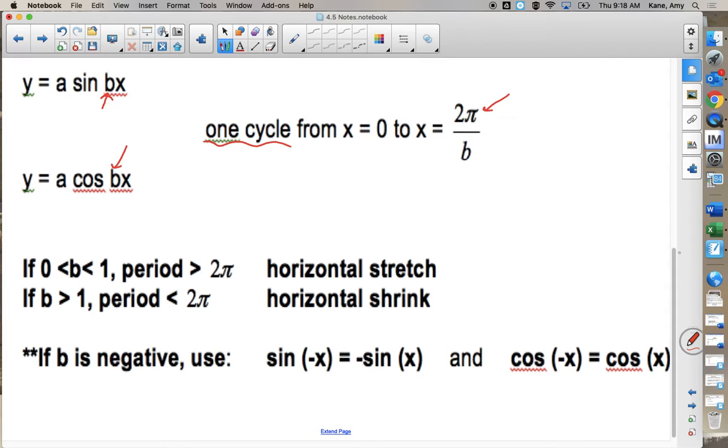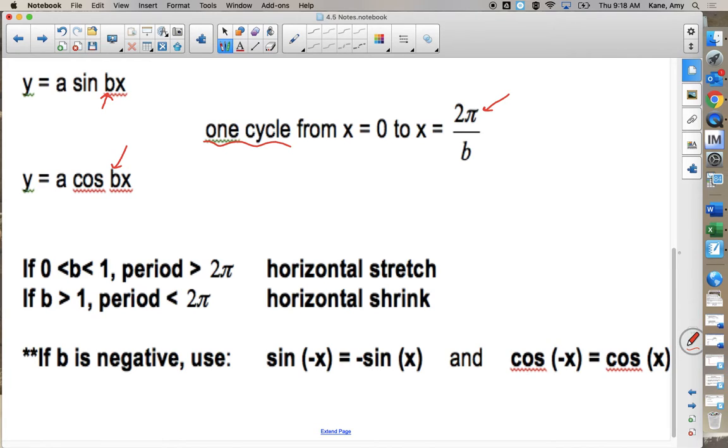So here it says, if the b value is between 0 and 1, if it's a fraction, the period actually becomes bigger. It's going to be greater than 2 pi, and we call that a horizontal stretch. So we have the vertical stretch and the vertical shrink. So now it's going to stretch horizontally if the number is between 0 and 1, because we're going to change our period. It's going to make it larger. Or if the b value is greater than 1, then our period would be less than 2 pi. Because again, you're dividing by that b value. So if I divide by a number greater than 1, my fraction is going to get smaller, or my period is going to get smaller. So we call that a horizontal shrink.